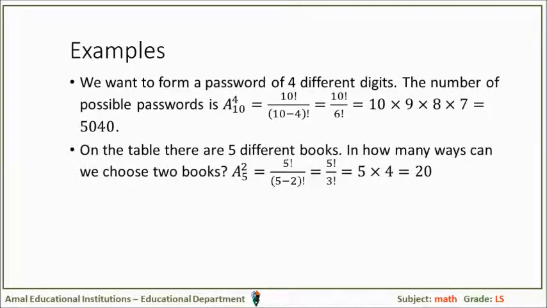The other example, on the table there are 5 different books. In how many ways can we choose 2 books? Here we are choosing 2 books out of 5. So it is A2 of 5, which is equal to 5 factorial over 5 minus 2 factorial. That is equal to 5 factorial over 3 factorial. When we simplify, we will get 5 times 4 as an answer, which is 20.